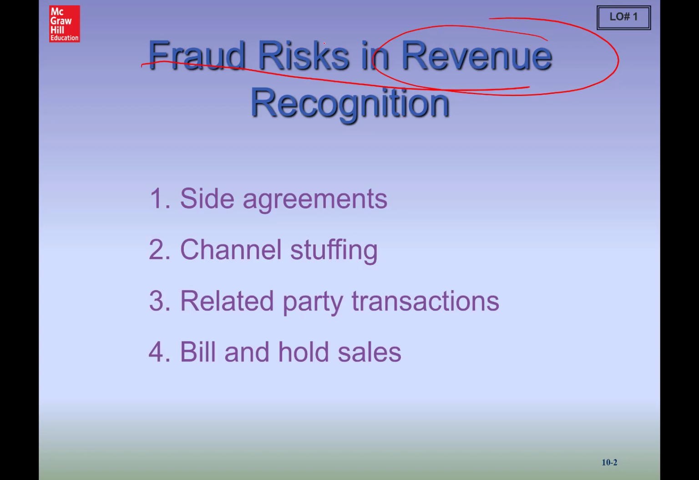Related party transactions. Related party transactions are when Company A and Company B sell stuff to each other. When we consolidate Company A and Company B, what should we do with those intercompany sales?